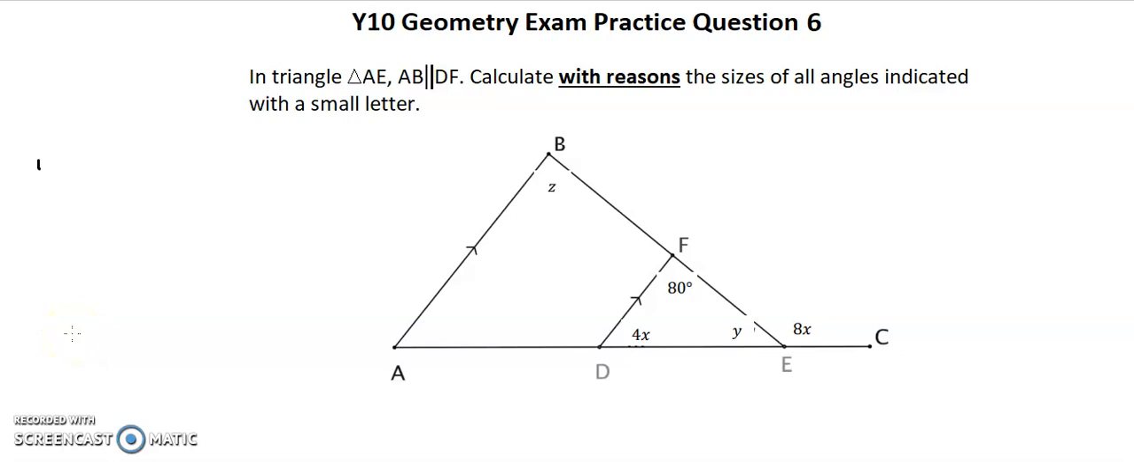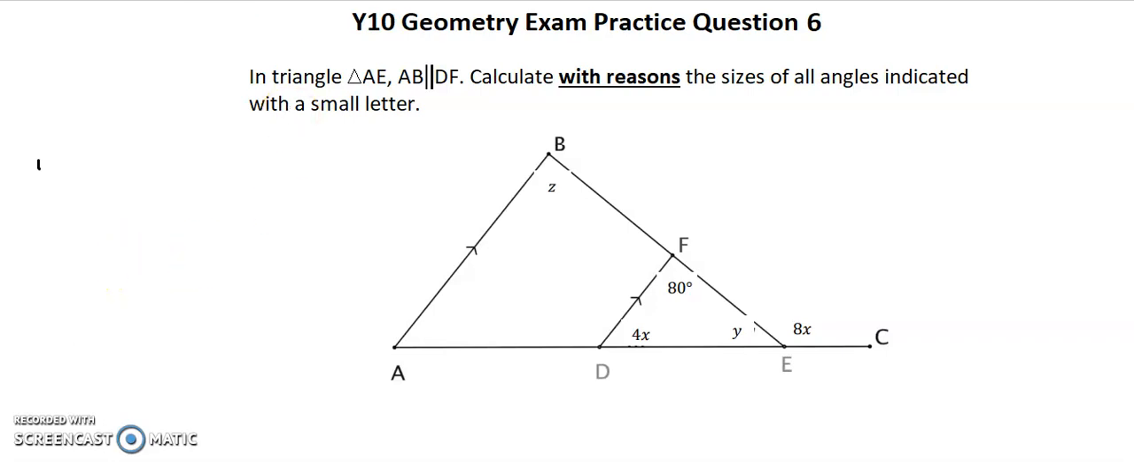Year 10 Geometry Exam Practice Question 6. In triangle AEB, AB and DF are parallel. Let's calculate with reasons the sizes of all angles indicated with a small letter.